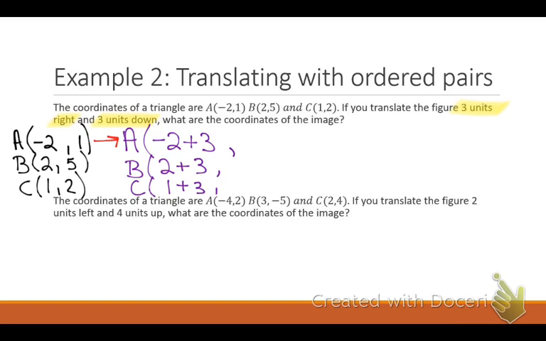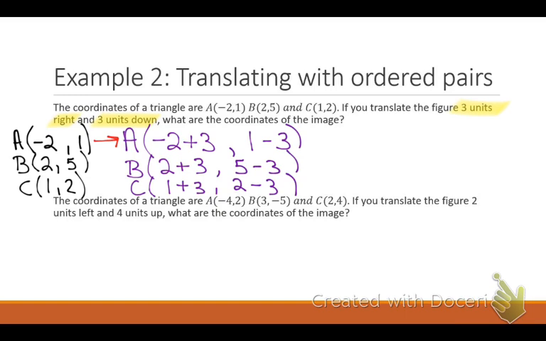All right, so now let's look at our Y values. I have all my original Y values here, 1, 5, and 2 for each point. What am I going to do to Y? Am I going to add? Am I going to subtract? And by how many? The instructions tell me 3 units down. So on the graph, if I'm going 3 units down, do you think that's adding or subtracting? Subtracting by 3. So take the original Y value of 1 and minus 3. Take your next Y value on point B, 5 minus 3, and 2 minus 3. Okay? And so now you're showing how you're translating it. You're moving your X values to the right by 3 and your Y values down by 3.